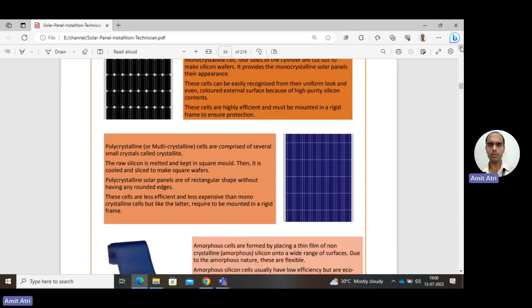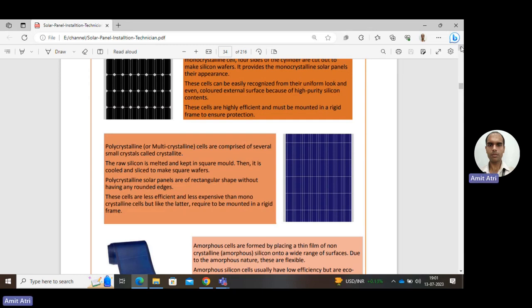Next is polycrystalline or multicrystalline cell. They consist of several small crystals. Monocrystalline had a single crystal. Now polycrystalline has several crystals called crystallites. The raw silicon is melted and kept in a square mold. Then it is cooled and sliced to make square wafers. So here in the diagram, they look like square wafers. Polycrystalline solar panels are of rectangular shape without any round edges. In monocrystalline there were round edges, but in polycrystalline there are none.